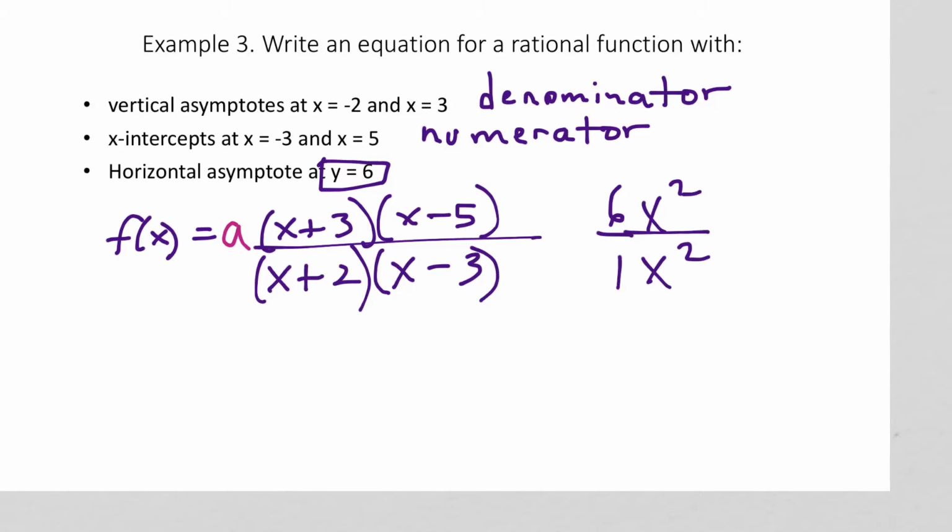So if the horizontal asymptote is y is equal to 6, then A must be 6. So I'm just going to erase that A right there, and I'm going to put a 6 right here. Okay, so this is your function, this is your equation. So make a note, if you've got a horizontal asymptote y is equal to a constant, then you must have had the same highest power in the numerator and the denominator, to give you that y is equal to a constant horizontal asymptote. So 6 over 1.